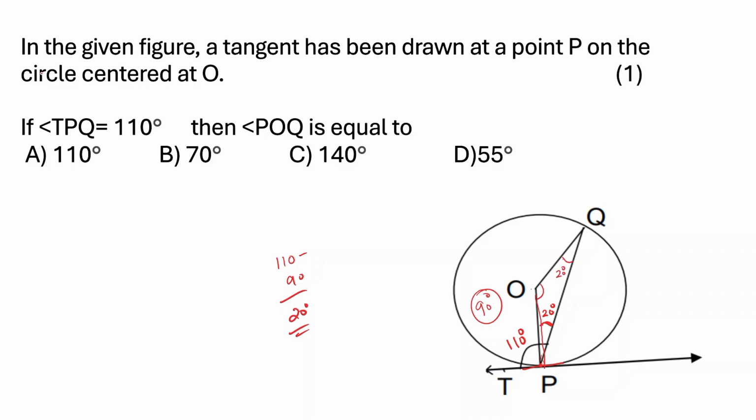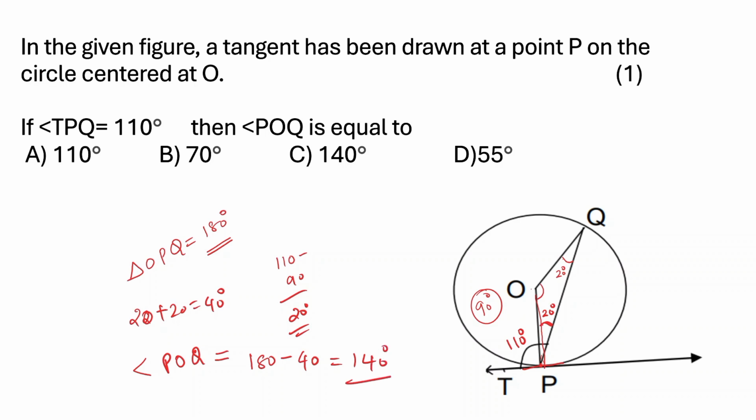And in triangle OPQ, the sum of angles should be 180 degrees. And you know the other two angles, 20 plus 20, 40 degrees. And the angle POQ equals 180 minus 40, 140 degrees. So option C is the correct answer.